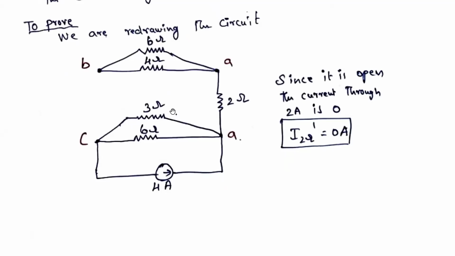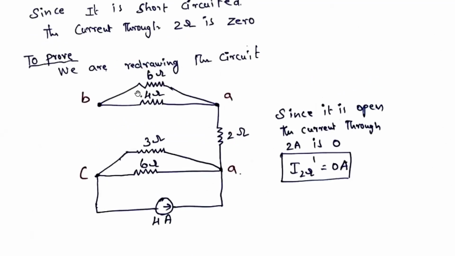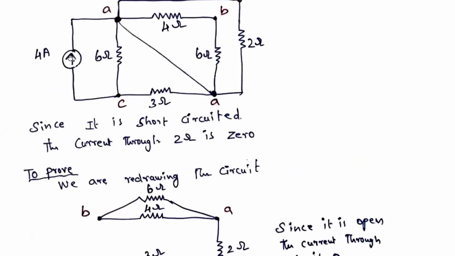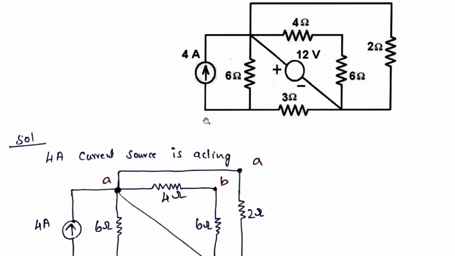Just to prove. Okay. Next, when the 12 volts source is alone acting, we are open circuiting the current source. We are open circuiting this 4 amperes current source. We are considering only this 12 volts source acting.